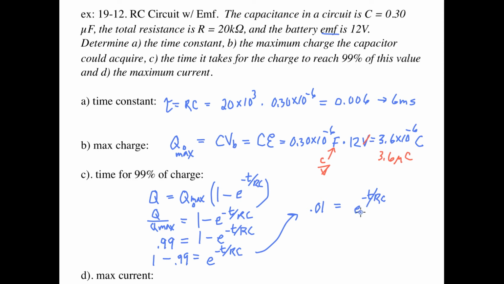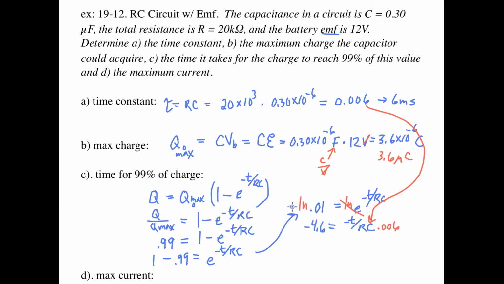But what do I do now? I got an e. Well, this is time for natural log. If I take the natural log of both sides, that part's going to go away. So I do natural log of 0.01 in your calculator, and you'll get negative 4.6. Then that's gone, and so I get negative t over RC. And then we can plug in what our RC is, because we did it up above here. So I'm going to plug in 0.006 right there.